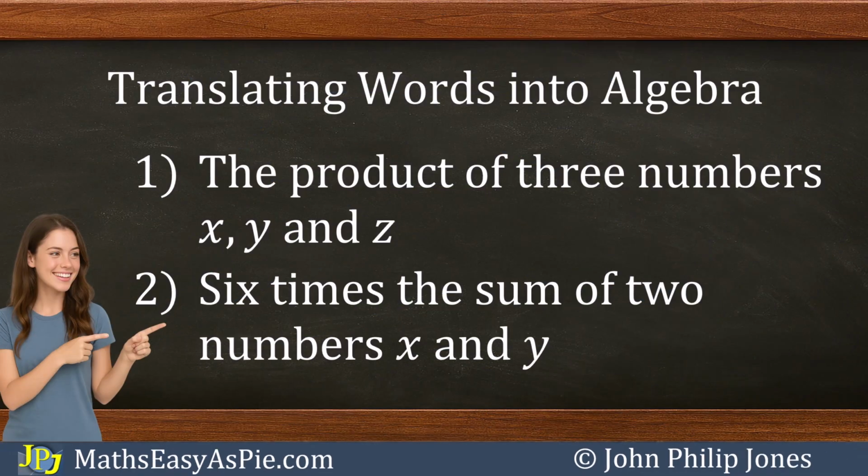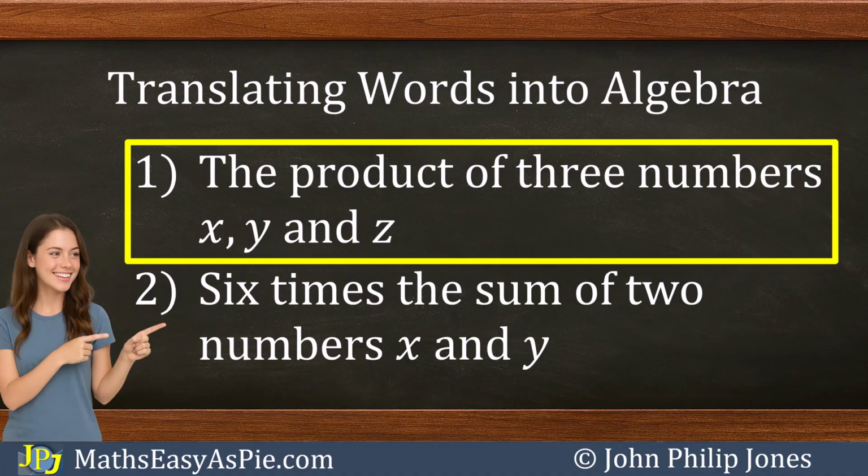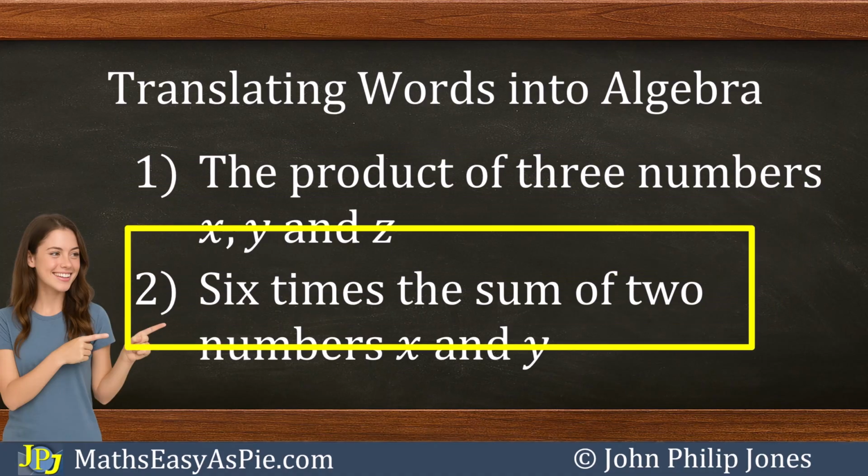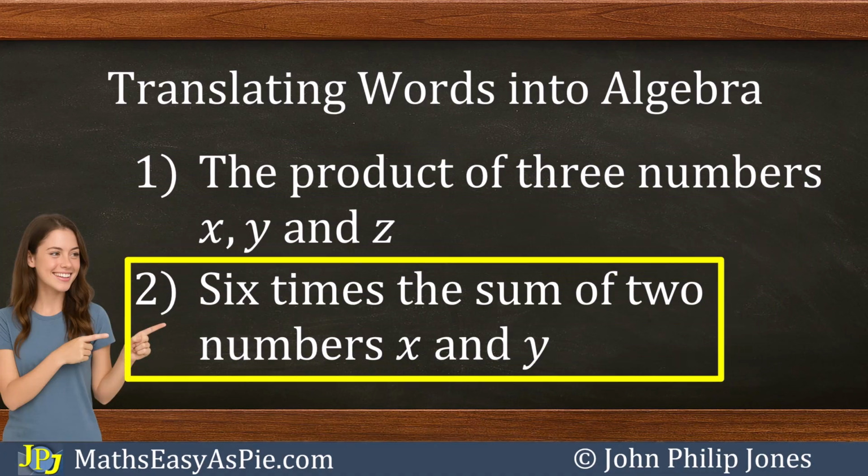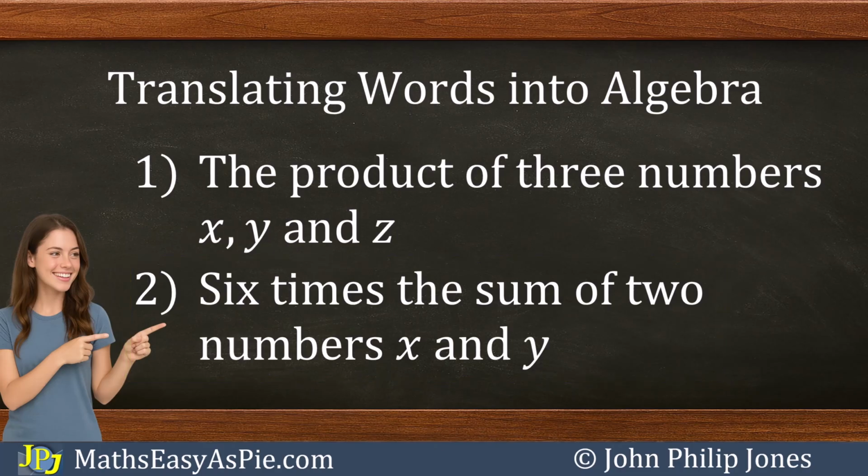In this video, we're asked to translate words into algebra, and two examples are given. 1. The product of three numbers x, y and z. 2. 6 times the sum of two numbers x and y. Let's have a look at how we can do this.